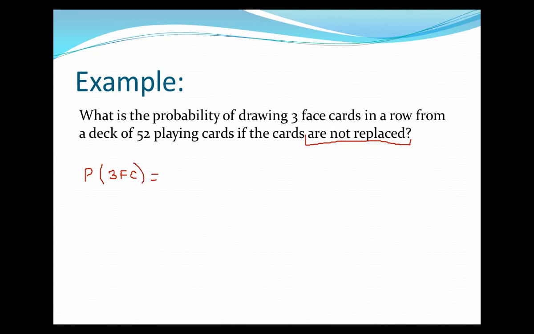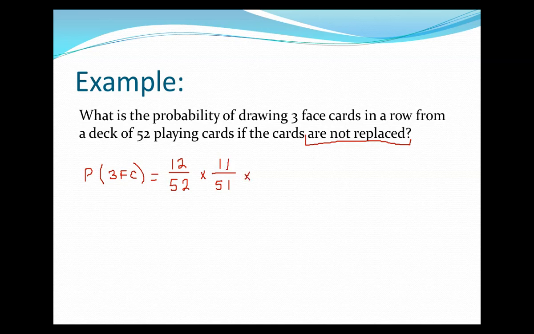So if you need to pull out your diagram of the deck of cards, we've looked at that in several spots already this course, but we have talked about there are 12 face cards of the 52 in a deck. So the chance of getting your first face card is 12 out of 52. But if you're not replacing the cards, for your next draw, there's only 51 cards. And we have taken out 1 of the face cards. There is now only 11 face cards left.